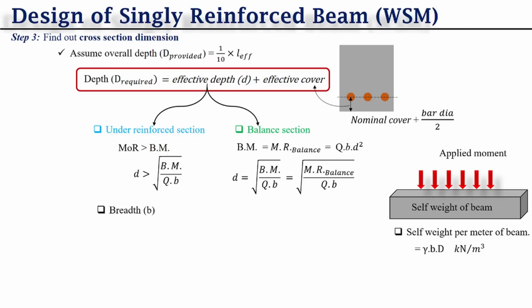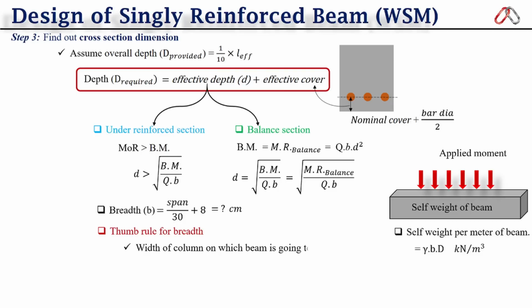The first rule is span upon 30 plus 8, where the units are in centimeter, which can be converted into meter or millimeter. There are some thumb rules to find out the breadth of beam section. You can use the width of column on which beam is going to rest as the breadth of beam section, or width of masonry wall which is going to be supported on beam. If all the above given sections are not possible, then you can assume it between 250 mm to 300 mm. After finding the breadth of beam section, it will be easier to find the self weight of beam section.